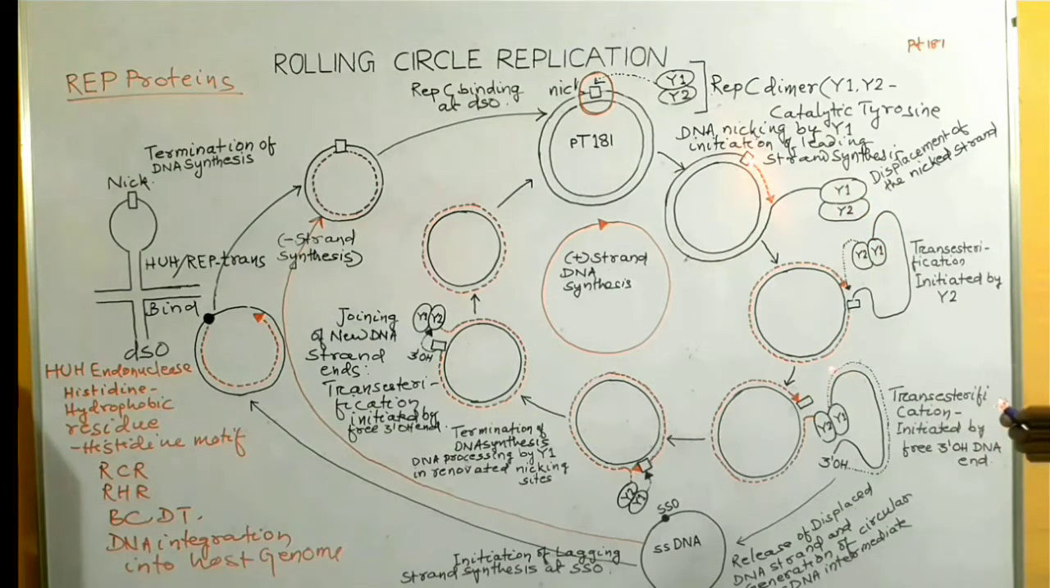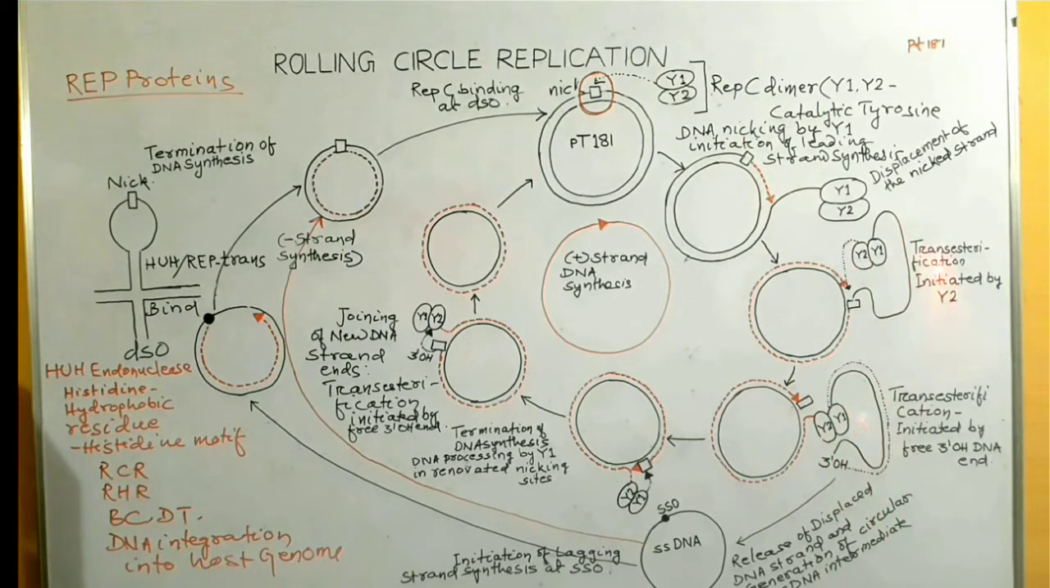This is the new DNA strand that is being synthesized by using the 3' end as the primer. At the same time, the 5' end of the nicked DNA remains covalently attached with the Rep-C dimer until the synthesis of the leading strand is completed and the single circular DNA intermediate is released.